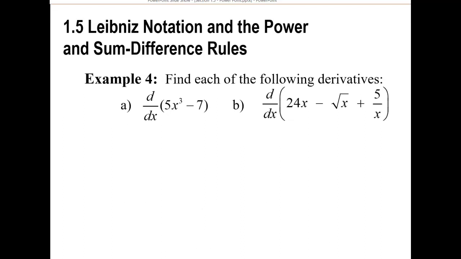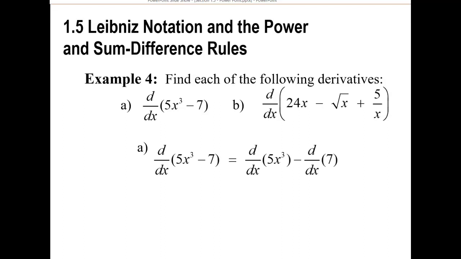All right, so find the derivative of 5x cubed minus 7, and then we'll find the derivative of 24x minus the square root of x plus 5 over x. All right, so this first one means we can find the derivative of 5x cubed and then minus the derivative of 7, right, by our difference rule.